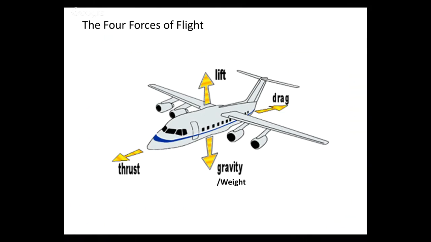And once we understand the major parts of an aircraft and Newton's three laws, we can start to have a discussion of the different forces that act on the aircraft. You may have seen a diagram like this before, but the four fundamental forces of flight are thrust, lift, drag, and weight, or gravity. Thrust opposes drag, and lift and weight oppose each other directly.